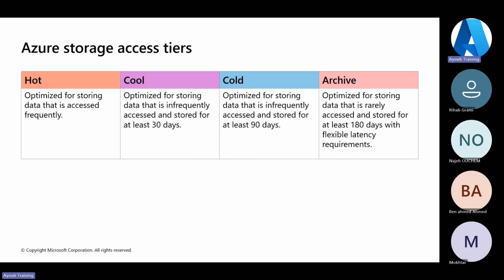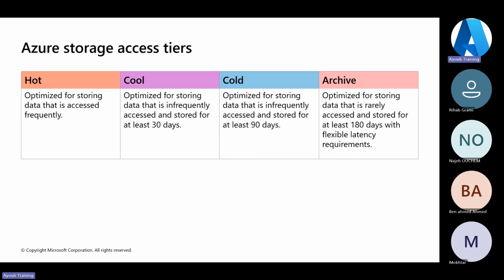The cool tier, the second one. Cool is between hot and cold, so it's not used every day, but it is used, let's say 2 or 3 times per week, when you want to access some file or some data. Also I store it for at least 30 days. That's why it's cool. After that you can automate it, so after 30 days you can delete it automatically. So it's your choice also.